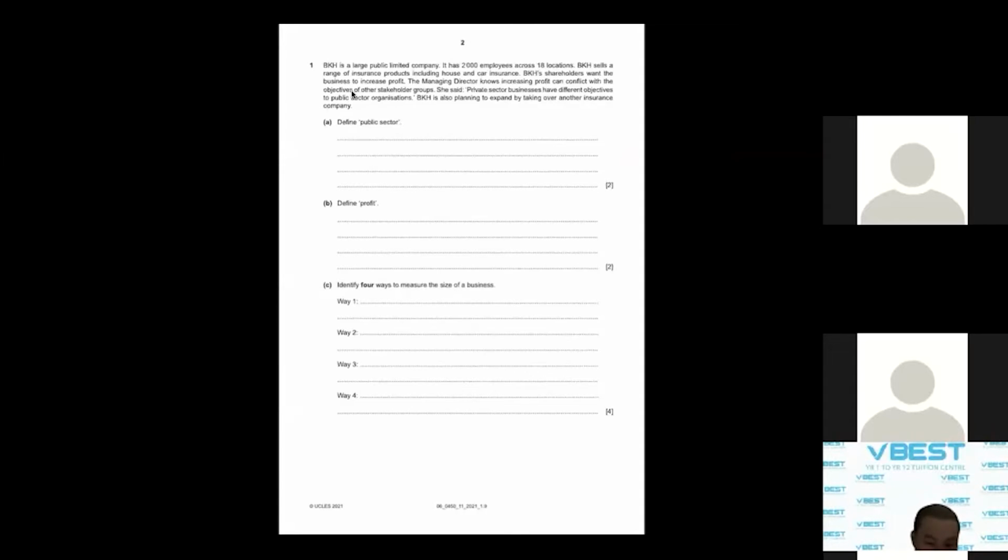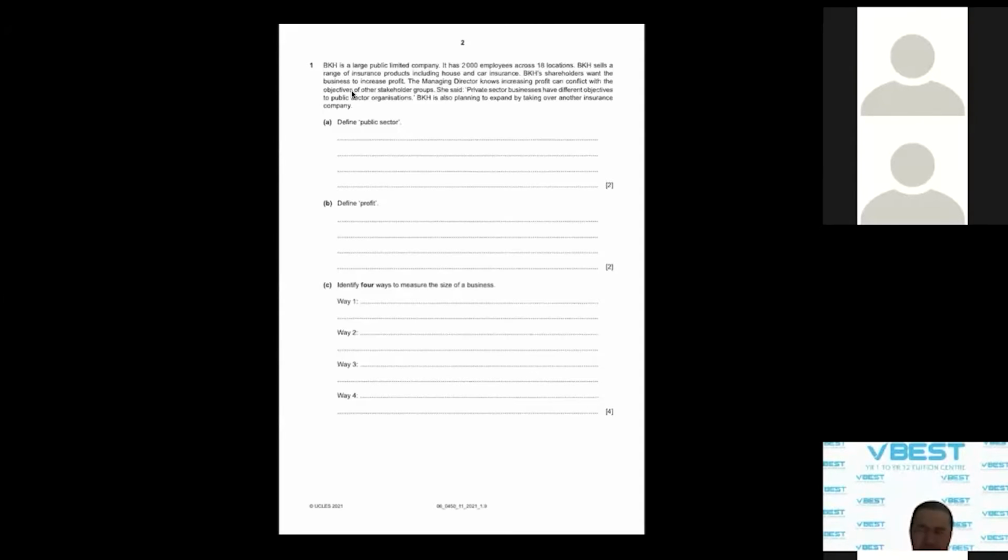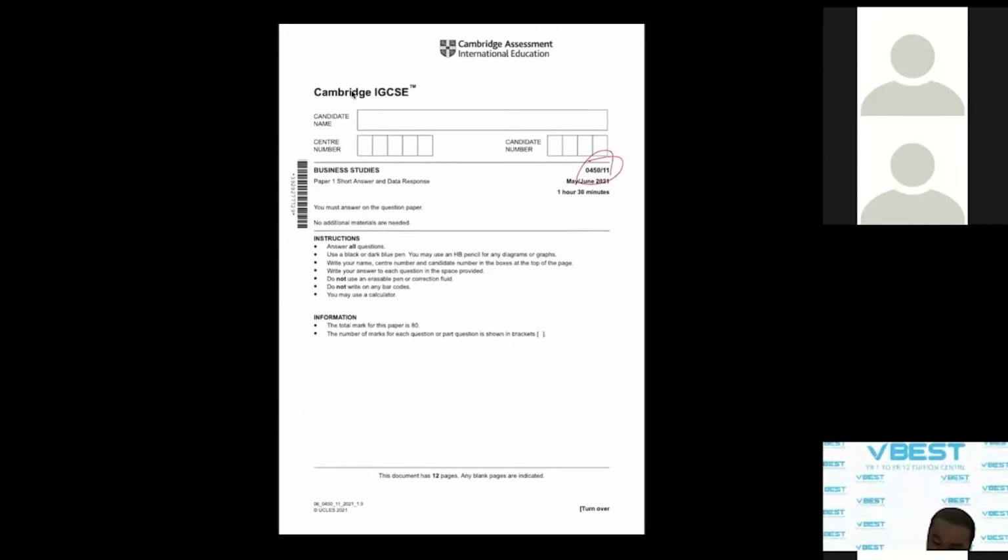Right, take some of the information from the passage, or what we call the extract, and write it as your explanation, or what we call an application. In Paper 1, in total we have 80 marks. So the whole of Paper 1 is 80 marks.